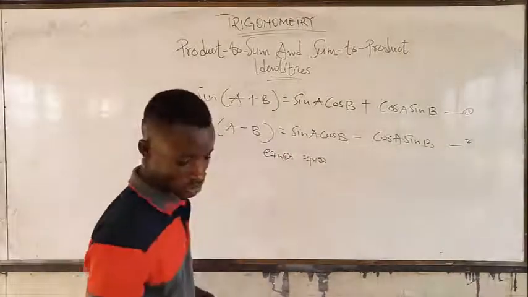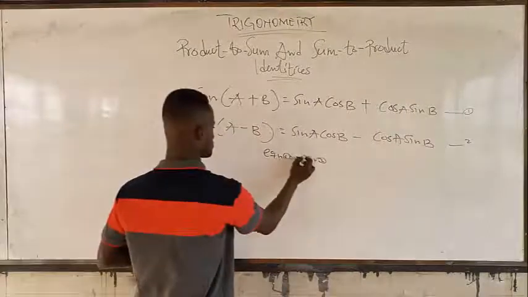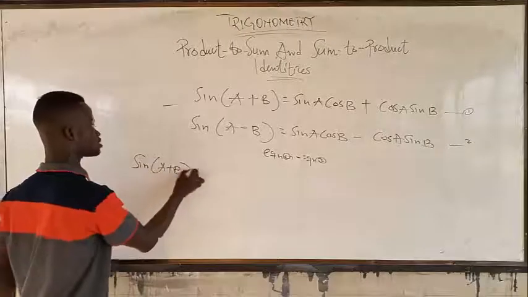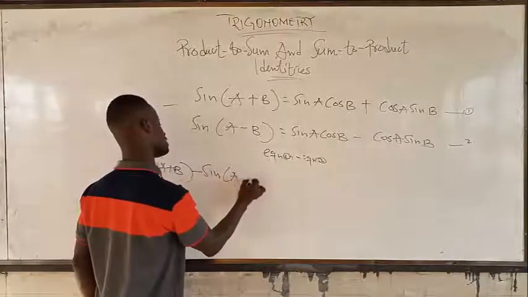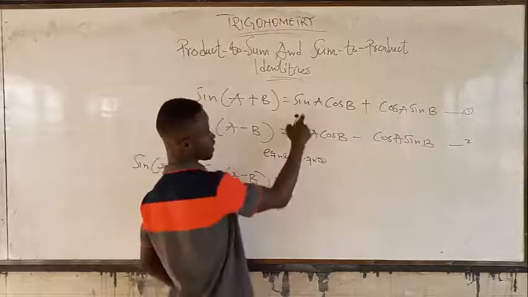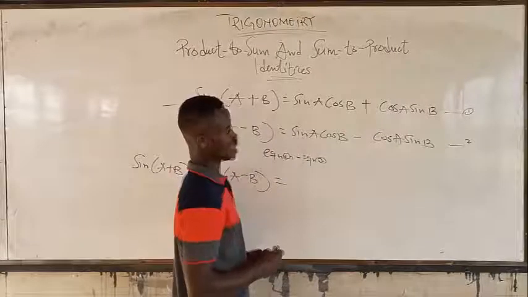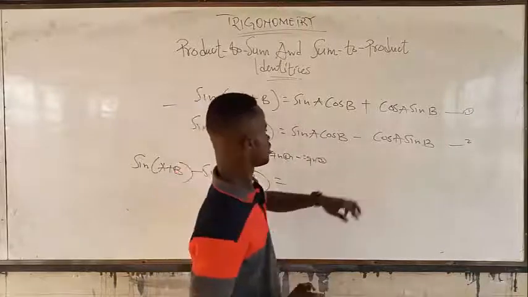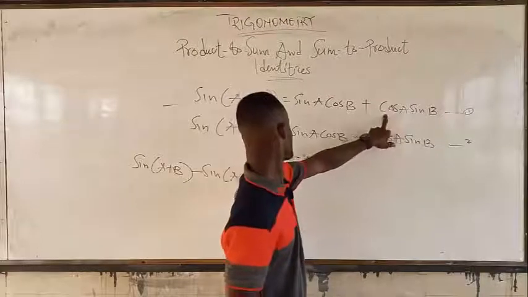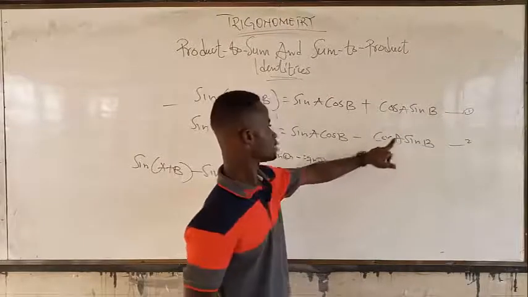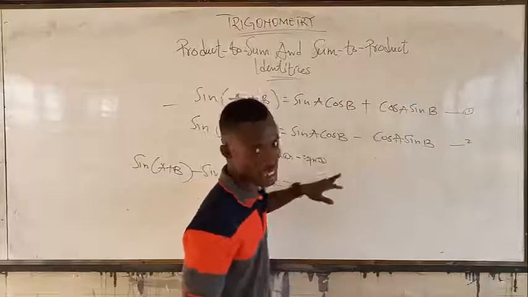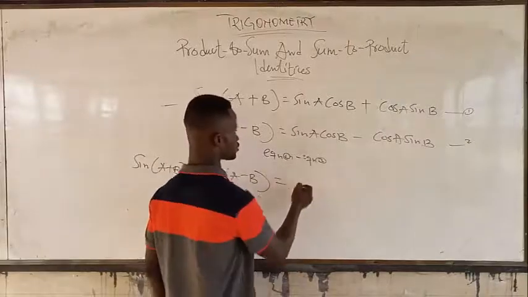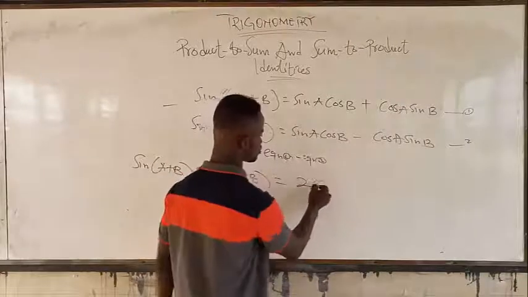What will happen when we subtract? Sine(A plus B) minus sine(A minus B). This minus this, oh, nice one there, 0. And this is going to give us this minus this. You can see that, again, we get positive there. So that's going to give us 2 cos.